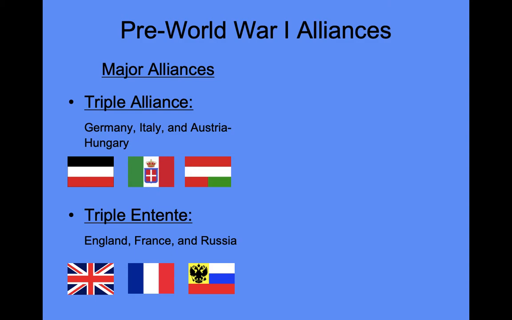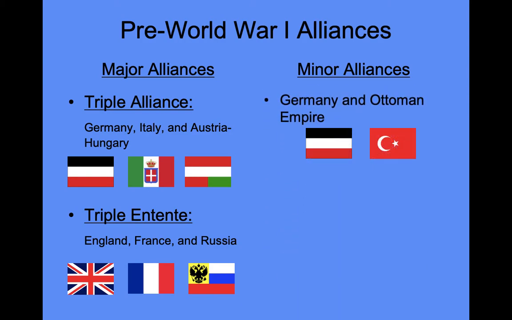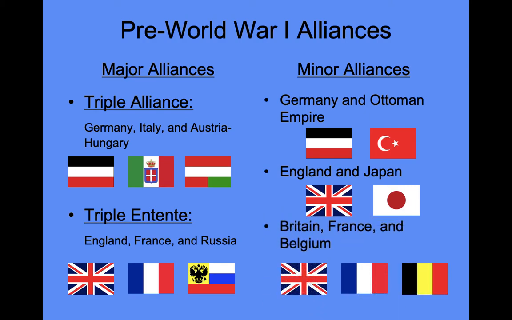In addition to the two major alliances, there were a series of smaller or minor alliances that developed involving the countries of Europe. The first was an alliance between Germany and the Ottoman Empire. The second was an alliance between England and the country of Japan, which was emerging as an important world power in Asia. And the third was an alliance involving Britain, France, and Belgium. These minor alliances would ultimately draw in countries that were not initially involved in World War I, forcing them to join the bloody war.